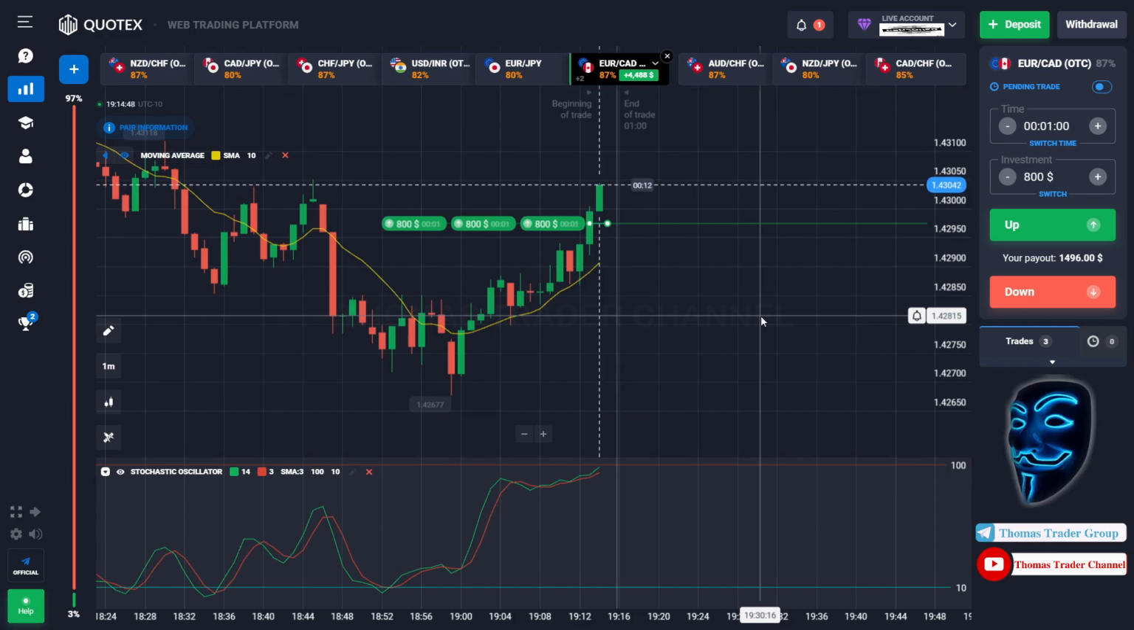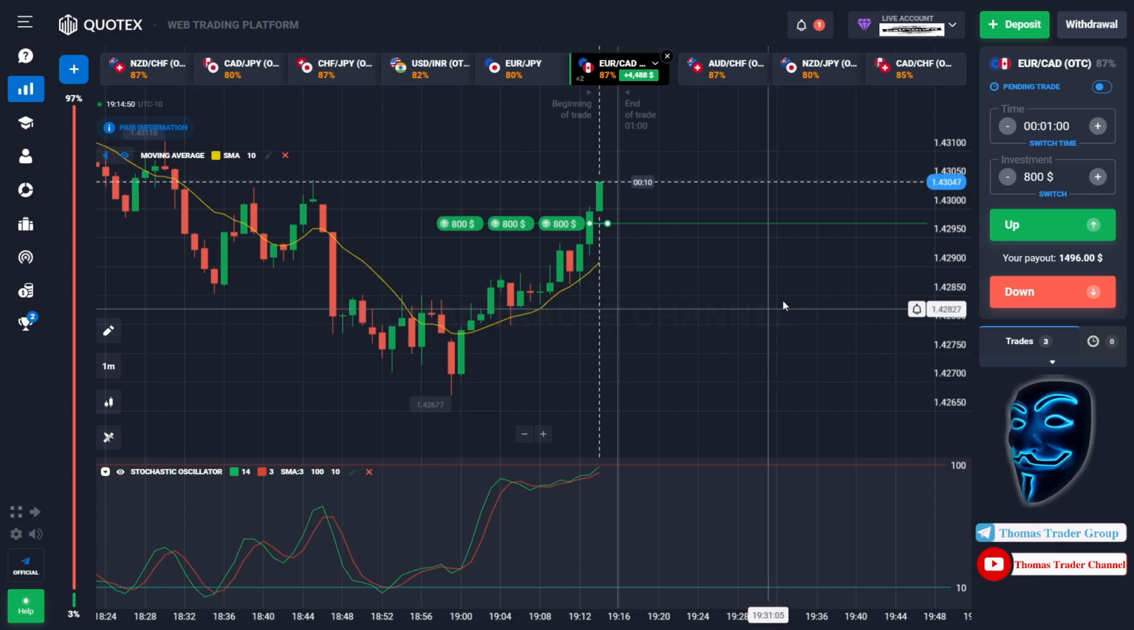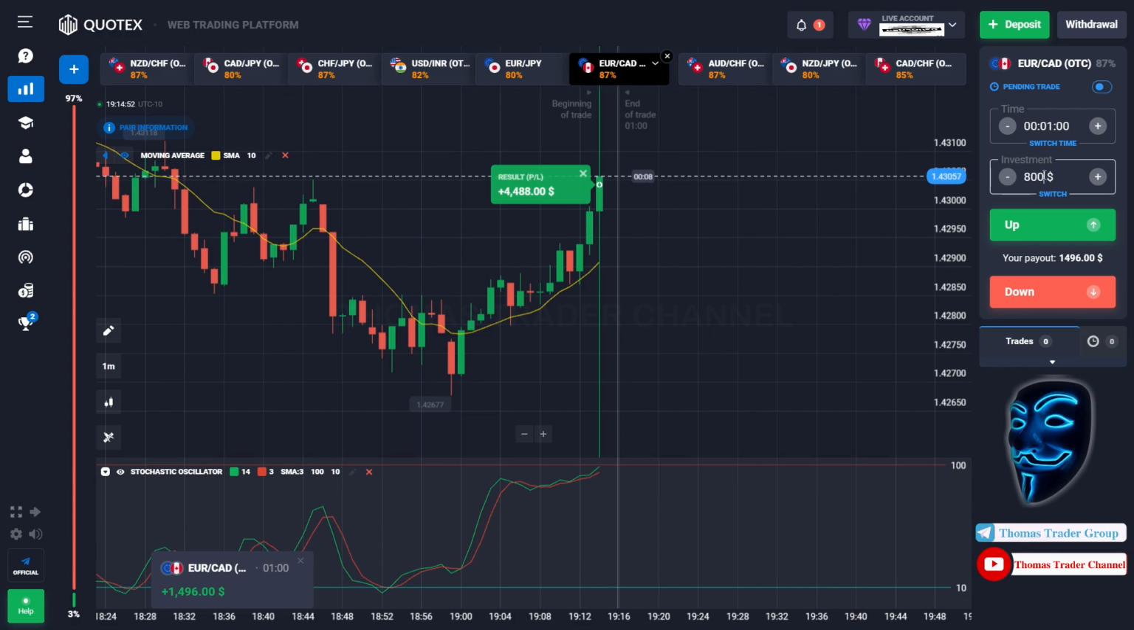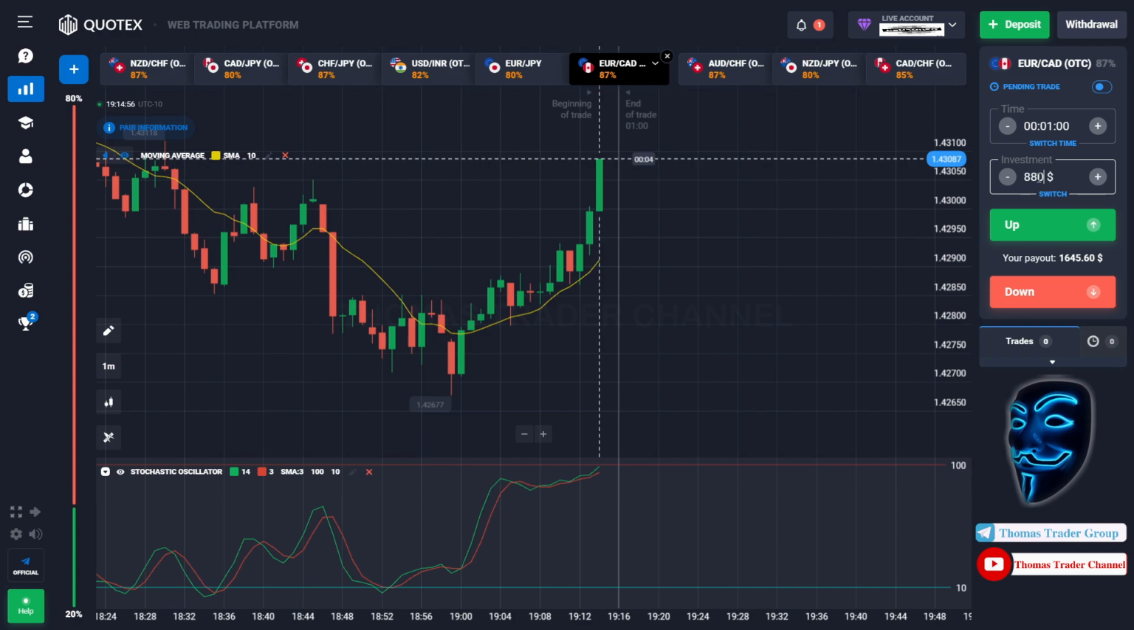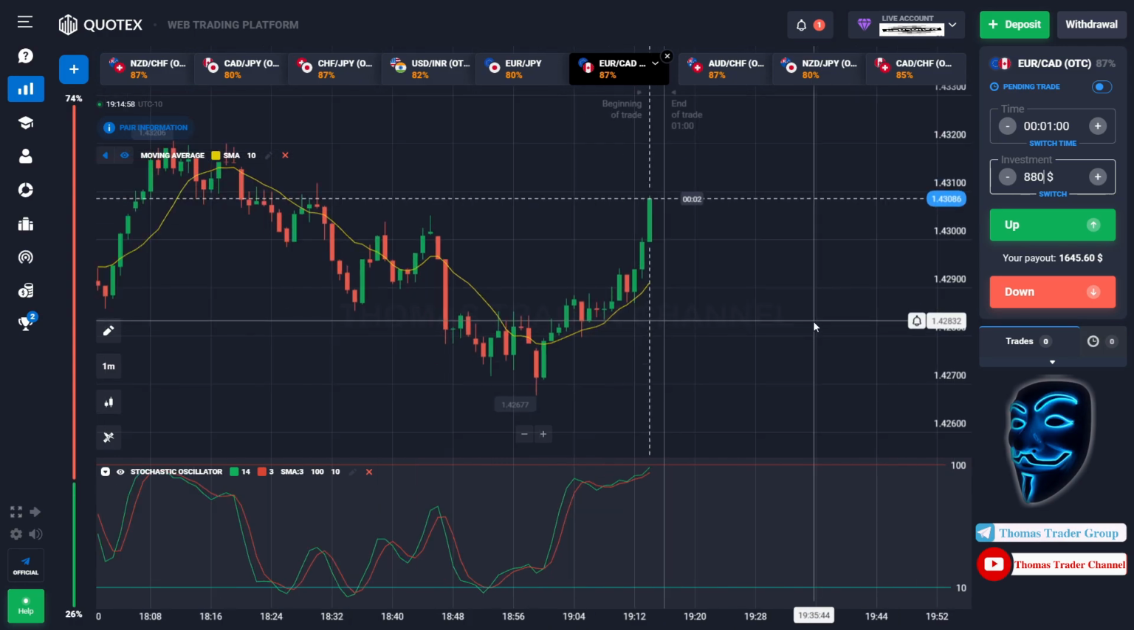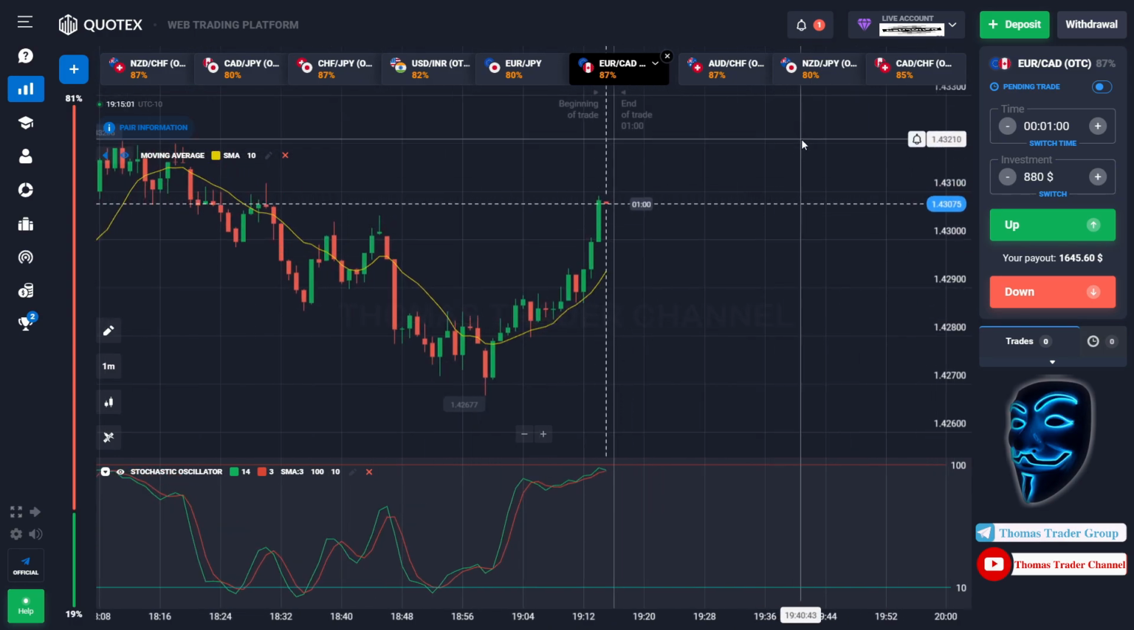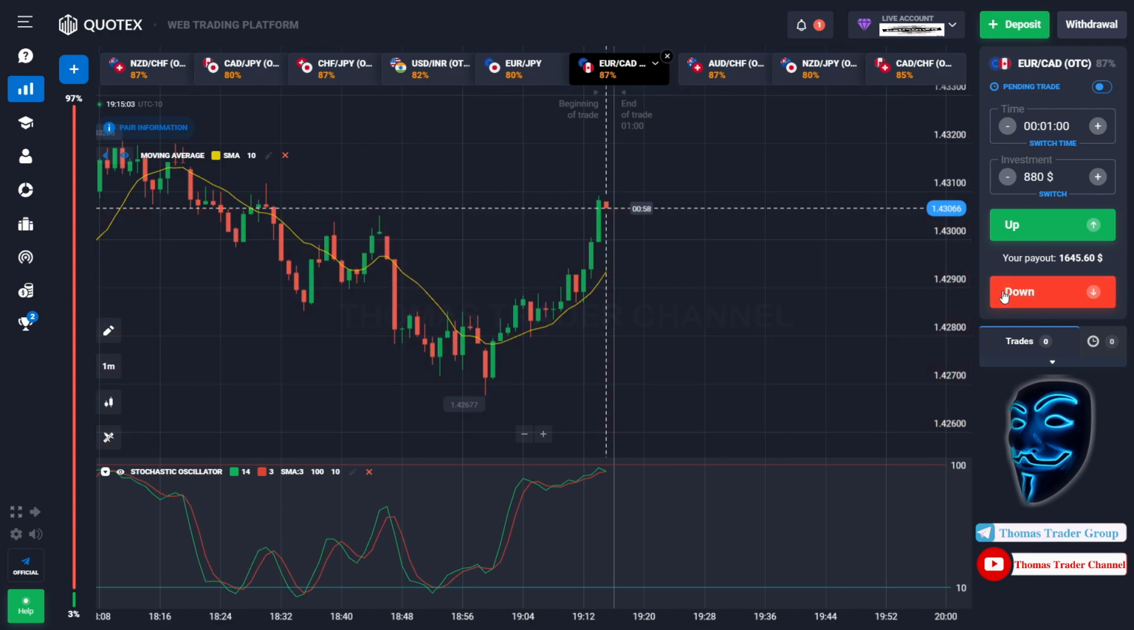We made a right prediction over here. We made a profit of $4,400. Let's divide it into 5. We will open 5 positions of $880 in the next open position. And over here we can open sell for 1 minute.